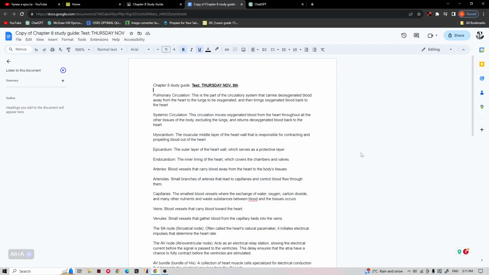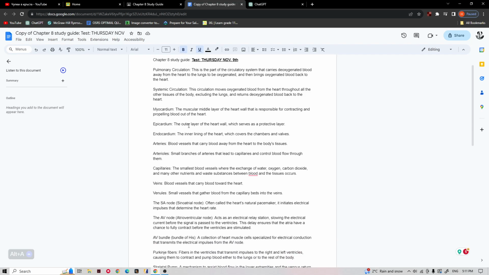Starting from the start. Number one, pulmonary circulation. This is part of the circulatory system that carries deoxygenated blood away from the heart to the lungs to be oxygenated and then brings oxygenated blood back to the heart. Number two, systemic circulation. This circulation moves oxygenated blood from the heart throughout all the other tissues of the body, excluding the lungs, and returns deoxygenated blood back to the heart.